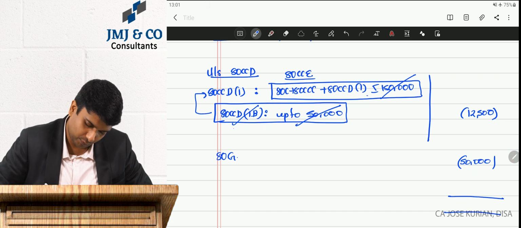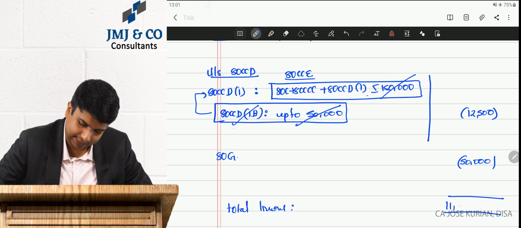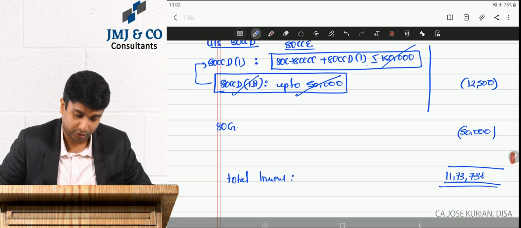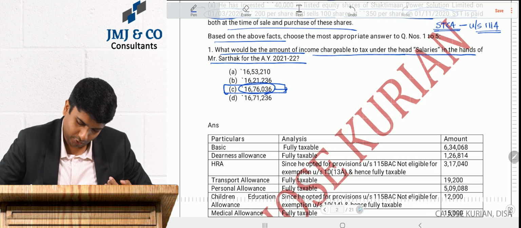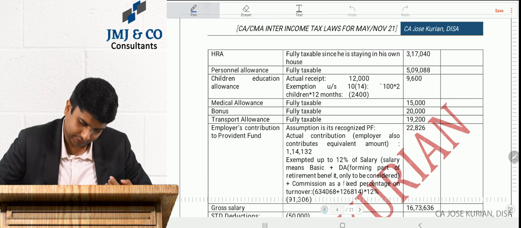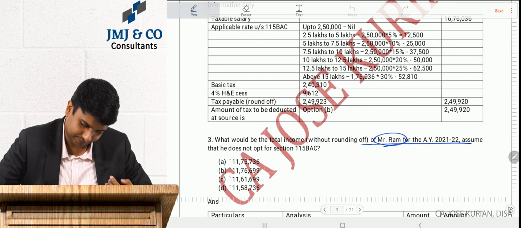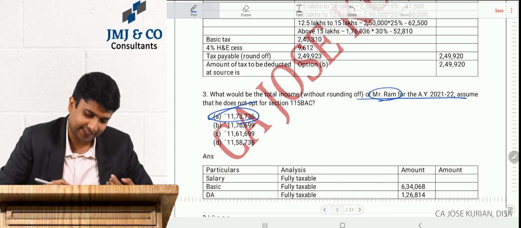So you tell me, friends, what is the total income coming? The total income coming would be 11,73,736. Now we will check whether there is an alternative which contains this answer. So moving on to question 3, let's check whether there is an alternative which contains such an answer. 11,73,736. Yes, option A is the right answer.